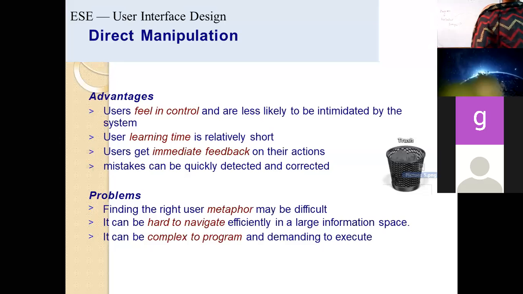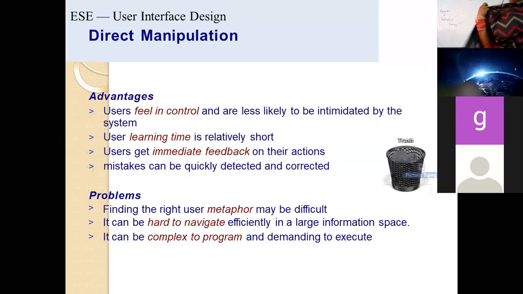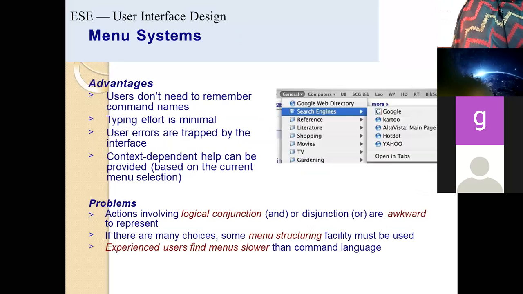It can be hard to navigate efficiently in a large information space. So direct manipulation will cause a problem in that it will be hard to navigate efficiently in a large information space. It can be complex to program and demanding to execute. The complexity may increase with the direct manipulation of the GUI. Next is menu systems.